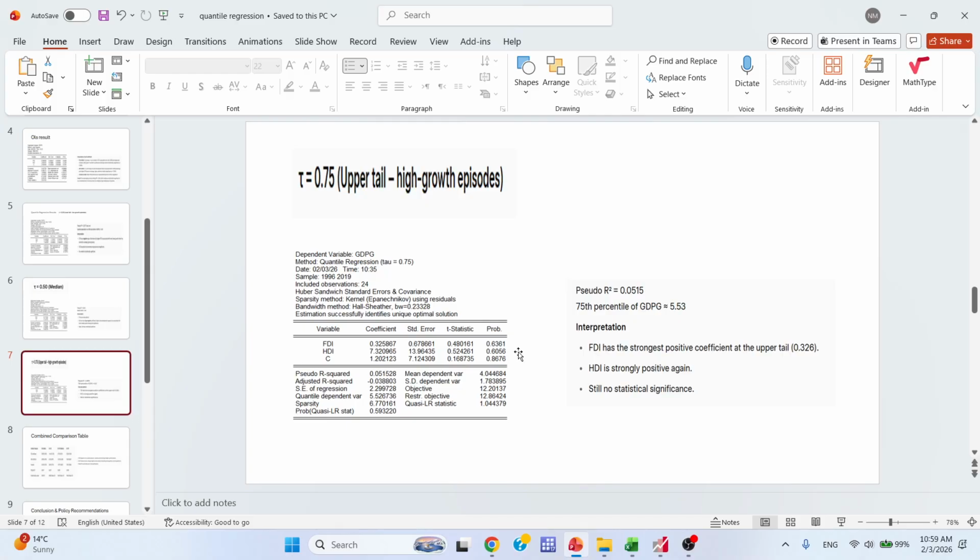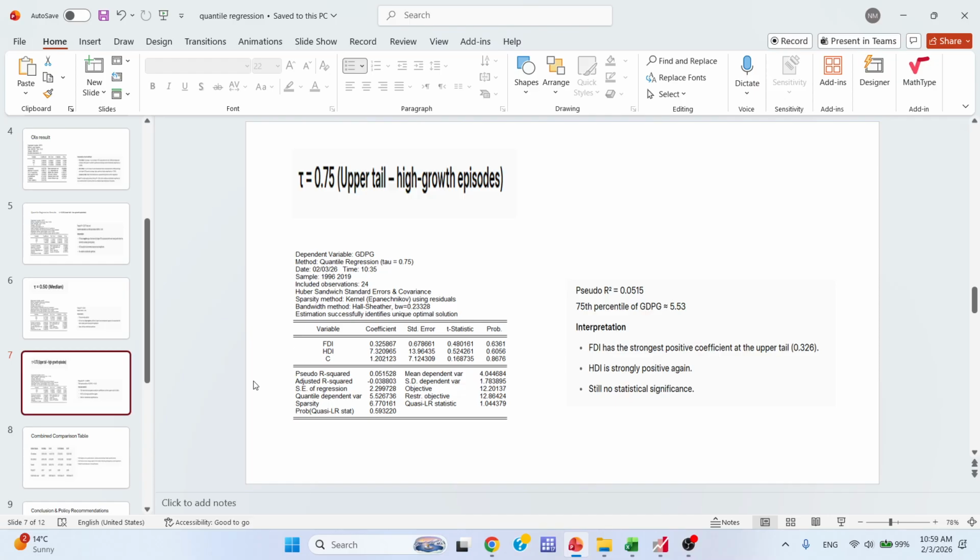Why? Because our probability values are greater than 0.05, which means that they are statistically insignificant. And the R square value always remains very low. Why? Because both of our variables are insignificant. So when your variables are insignificant, it is obvious that R square will be very low. So this is how you can obtain and interpret the results of OLS, the 25th percentile, 50th percentile, and the 75th percentile.